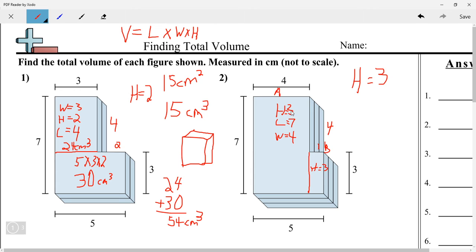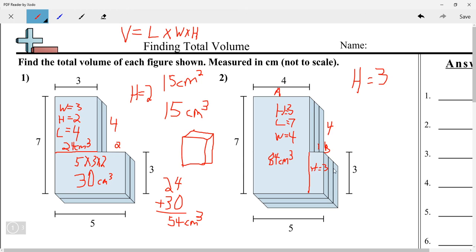So let's multiply these. 3 times 7 is 21 times 4. I know 20 times 4 is 80, so 21 times 4 would be 84. So this is 84 centimeters cubed.